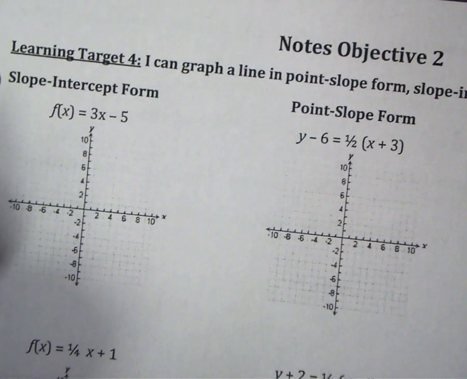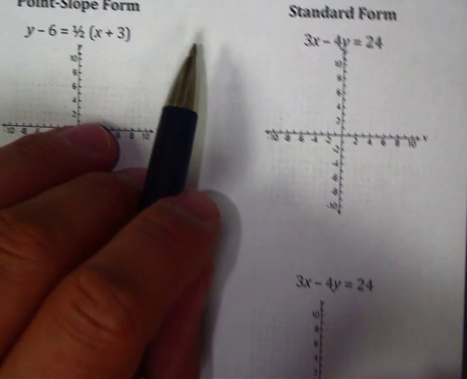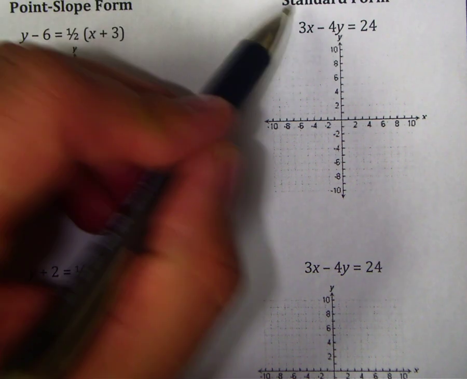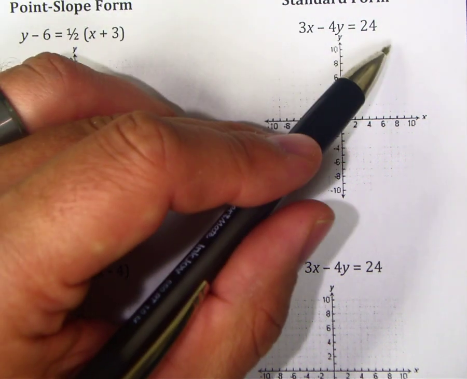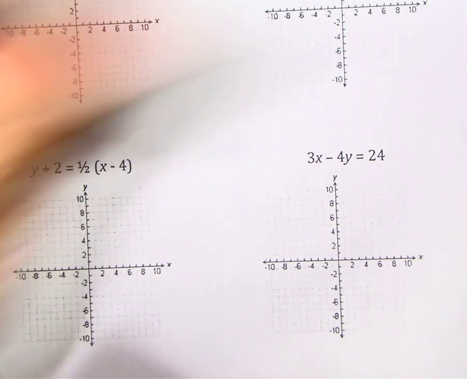Right, so we are going to take notes on Objective 2. Today we are going to focus on standard form. The first thing I'd like you to do is go over to the standard form, and the top equation is the same as the second equation. So we're going to go ahead and change that real quick.